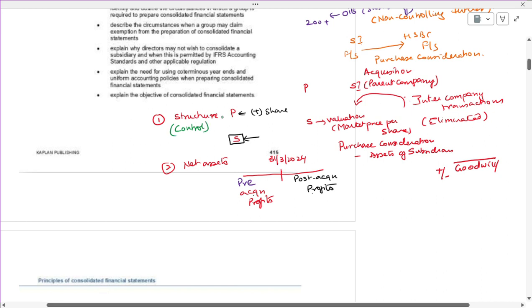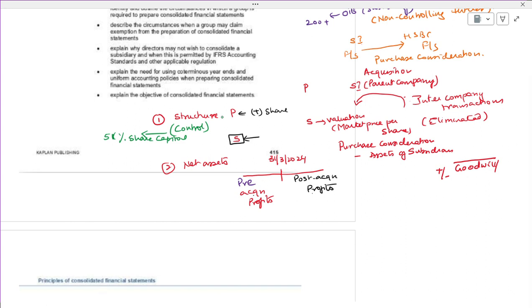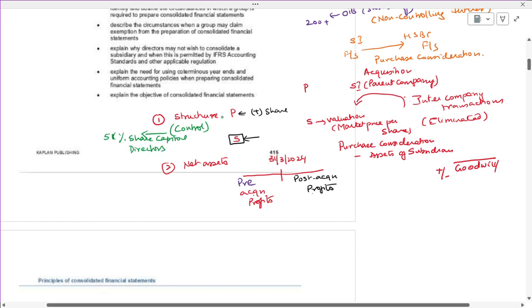How do you determine control? You will have more than 51% of the equity capital. You are purchasing more than 51% of the equity. Control will be there in terms of directors also. A majority of directors of the sub company will be held by the parent company. The decision making process will be with the parent company as such. So 51% will be the parent and 49% will be the subsidiary.